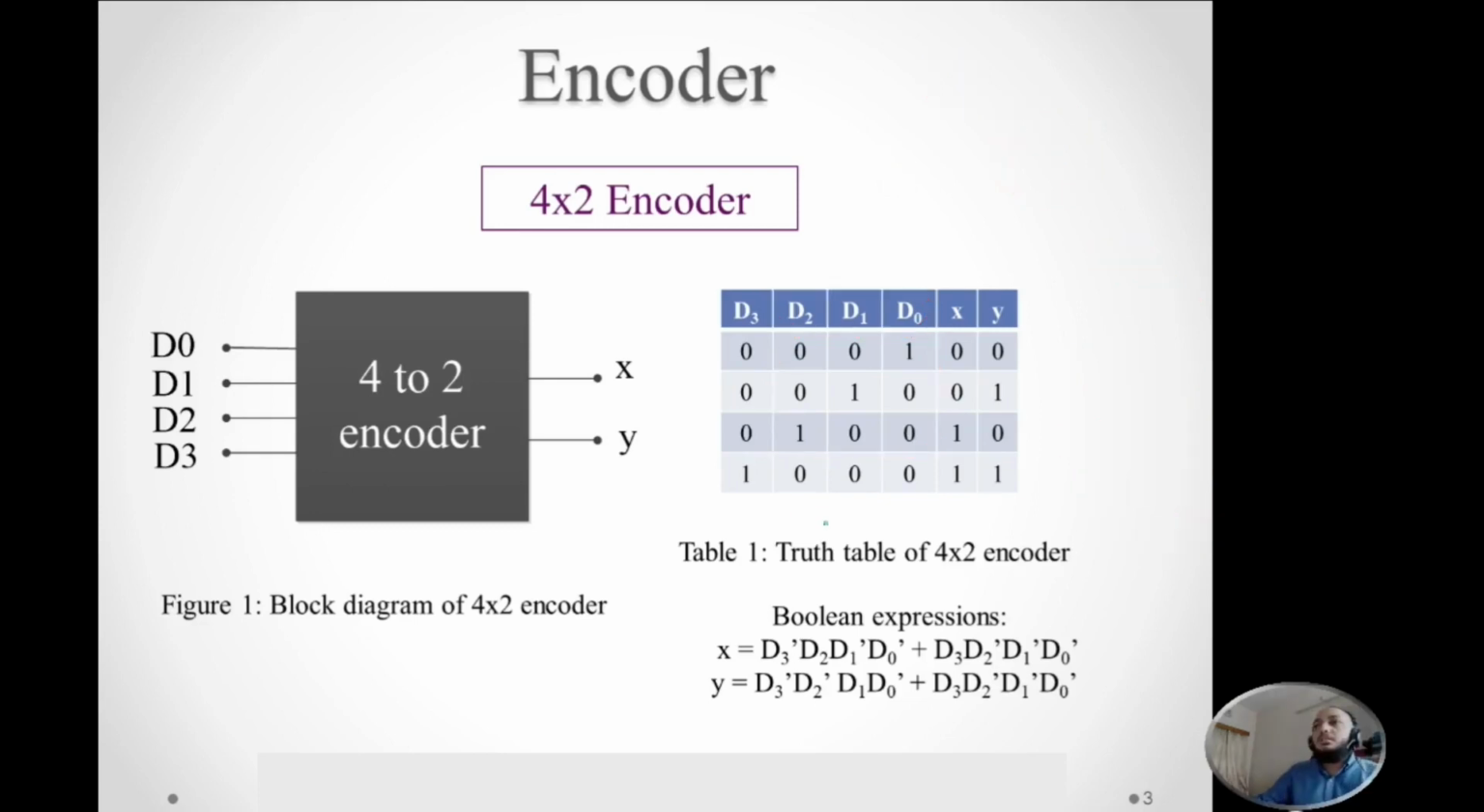Now let's see how we can write the Boolean expressions for the 4:2 encoder. We can write either in SOP form or in POS form. Here I am showing you in SOP form, which stands for sum of product. You can practice the POS form at home. So what is SOP? SOP is the sum of product of the inputs where the outputs are 1.